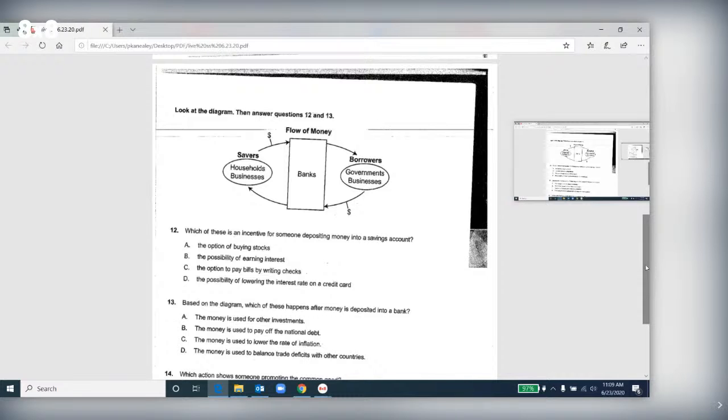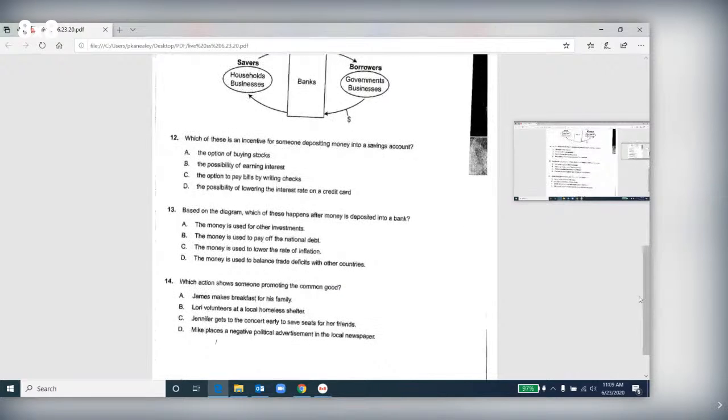Okay, so we're going to go to the last one here. And this one really does not have a whole lot to do with the diagram. It asks what action shows someone promoting the common good. Okay, I think we all know what the common good is. A, James makes breakfast for his family. That's nice, but it's really specific to his family. So maybe we're not going to cross A off. B, Lori volunteers at a local homeless shelter. Okay, so there's lots of people that go to homeless shelters. That would be kind of community wide.